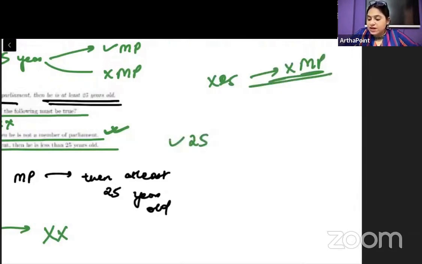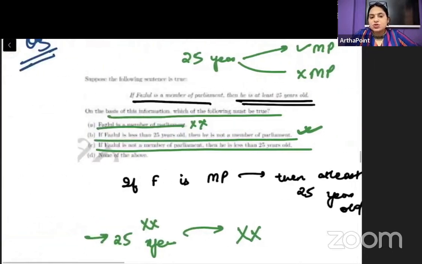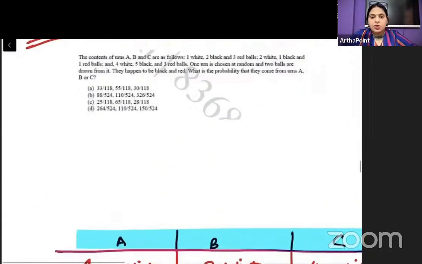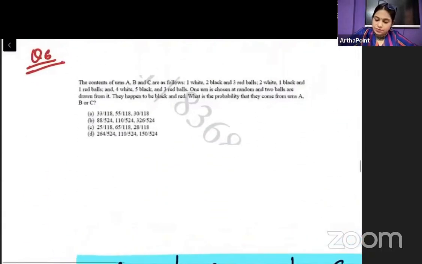And if you have become an MP, then definitely you are at least 25 years of age. So from this, B seems to be correct: if you are less than 25 years, definitely you are not an MP. Okay, come to the next question.